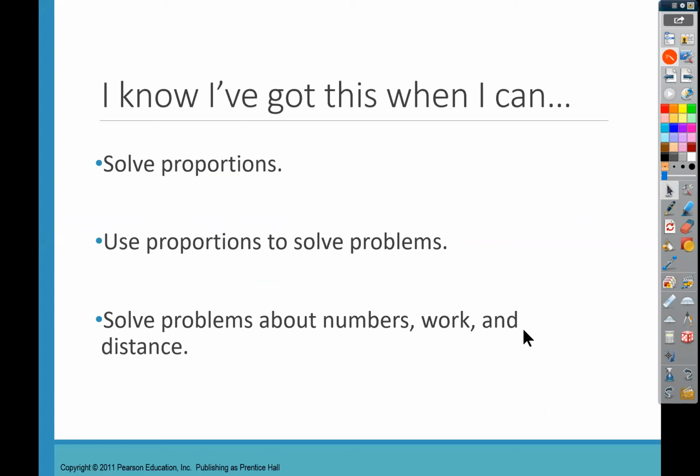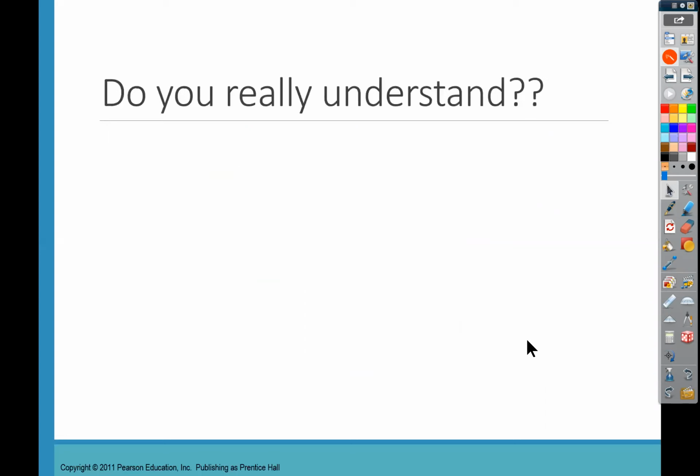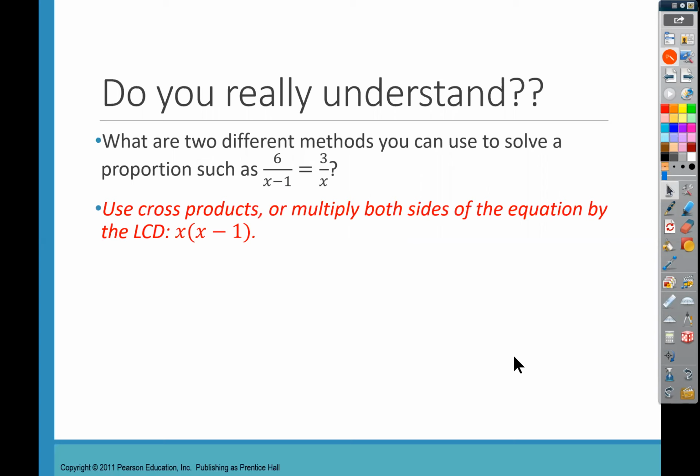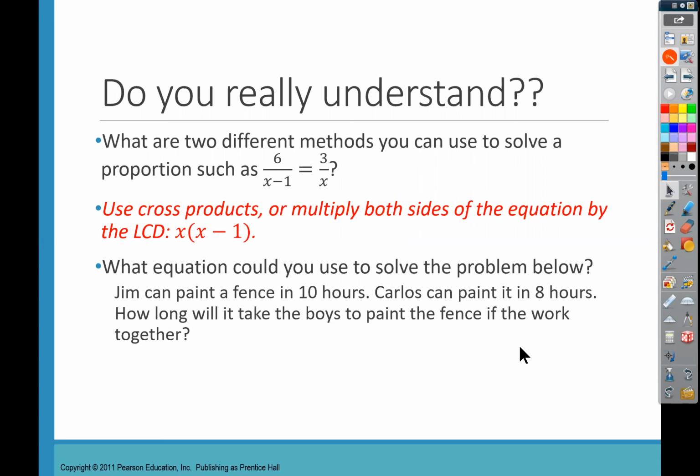So I know I've got this when I can solve proportion problems, use proportions to solve problems, and solve problems about numbers, work, and distance. Do you really understand? What are two different methods you could use to solve a proportion such as that? Well, you can cross multiply, or you can multiply both sides of the equation by the least common denominator, which is x times x minus 1.